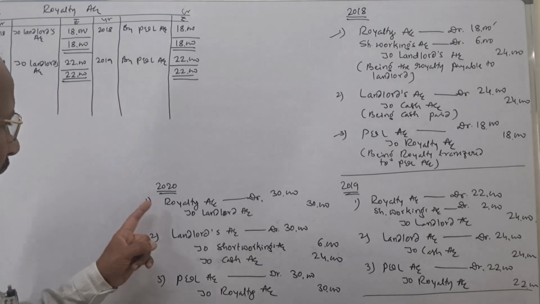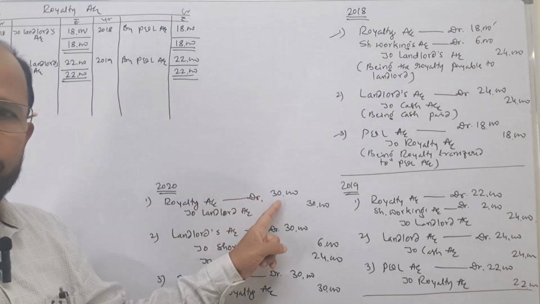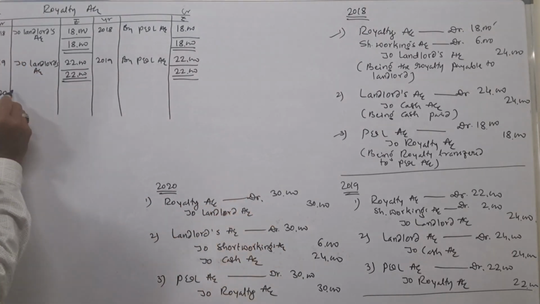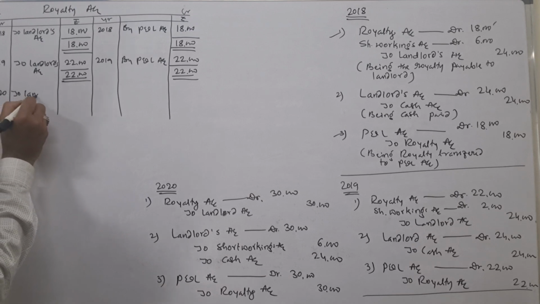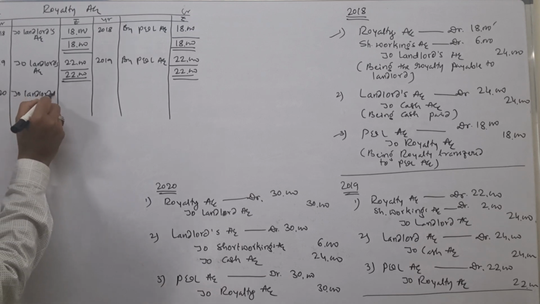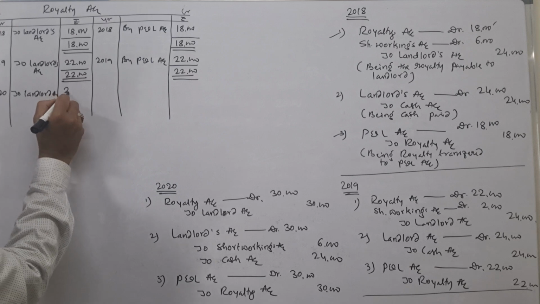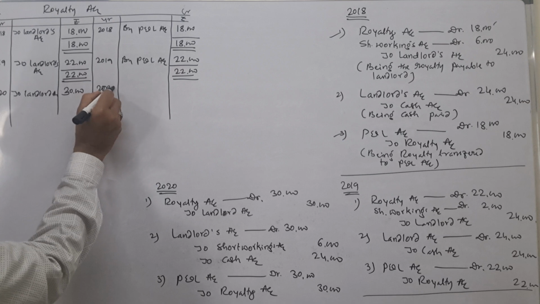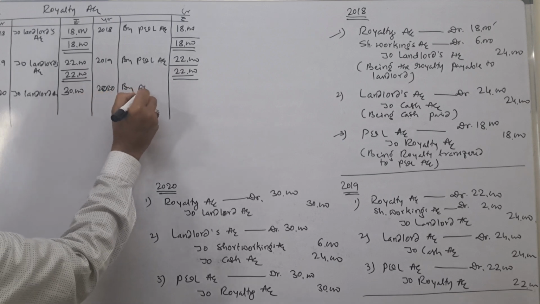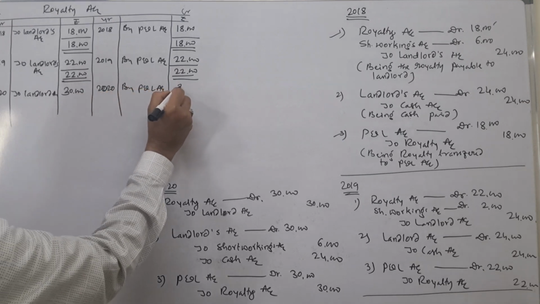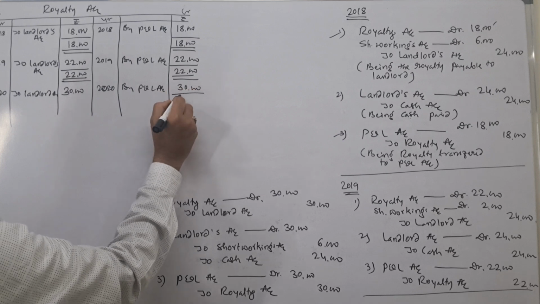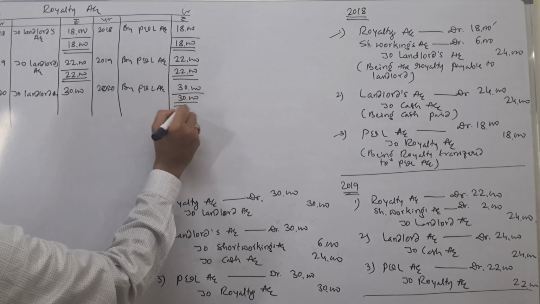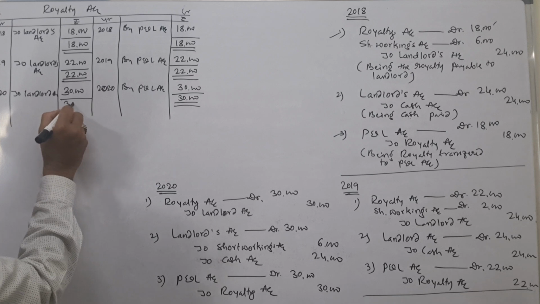Next one, go to the year 2020. In the year 2020, royalty account is rupees 30,000 to landlord account. Here you write to landlord account, rupees how much? Rupees 30,000, and transfer it to profit and loss account, by profit and loss account, rupees how much? Rupees 30,000. Now the account gets closed. 30,000, 30,000.